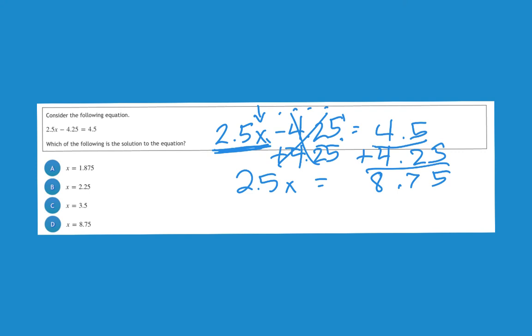would give us 8.75. When I divide both sides by 2.5, I actually end up with x equals 3.5.